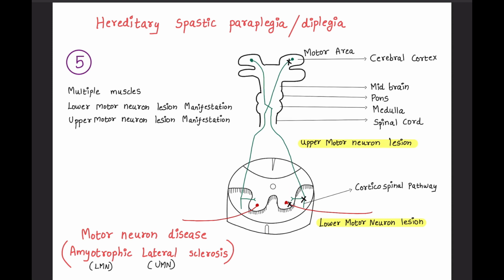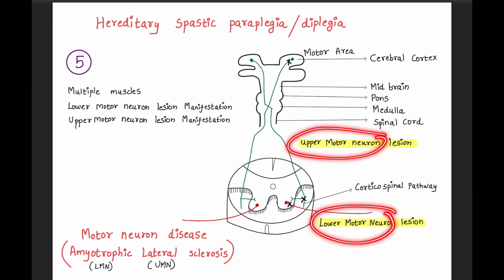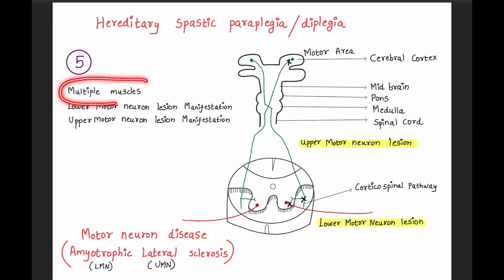In the fifth case, the lesions are in both the upper motor neuron and lower motor neuron. If the lesions are in both, then it will involve multiple muscles, and the patient will have the respective clinical features of upper motor neuron and lower motor neuron. This condition is known as motor neuron disease, since it involves both motor neurons. It is also known as amyotrophic lateral sclerosis.